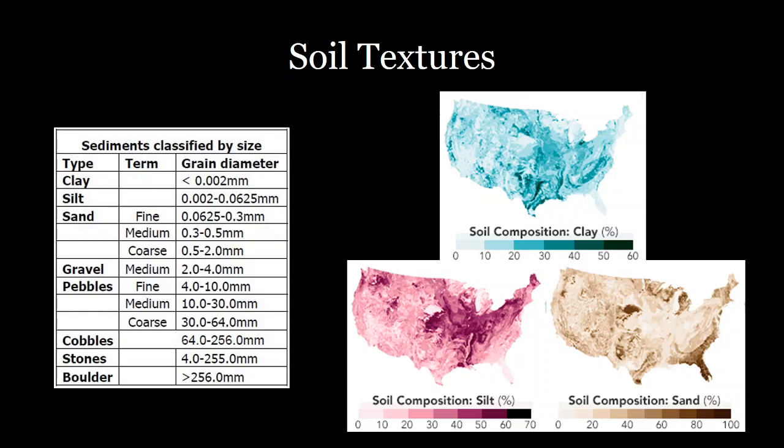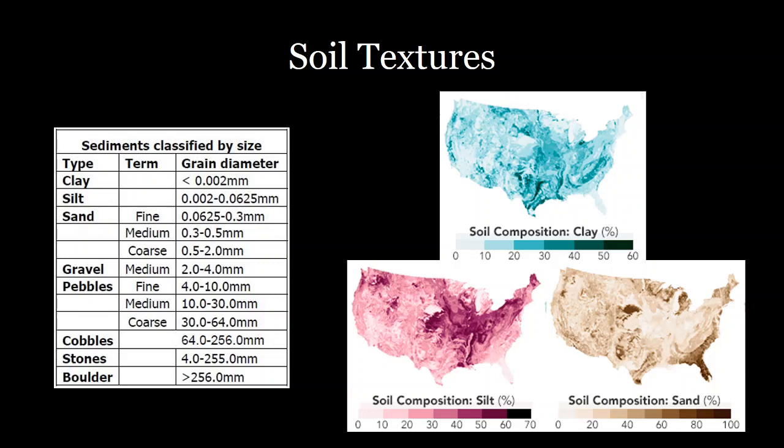So we're going to continue talking about soil textures. Soil texture is the distribution of different grain size particles within a soil. So it is the composition of clay, silt, and sand within the soil. Clay is any sediment that has a grain size diameter of less than 0.002 millimeters. And then silt is anything above that up to 0.0625 millimeters. And then sand is larger than that, up to 2 millimeters across.